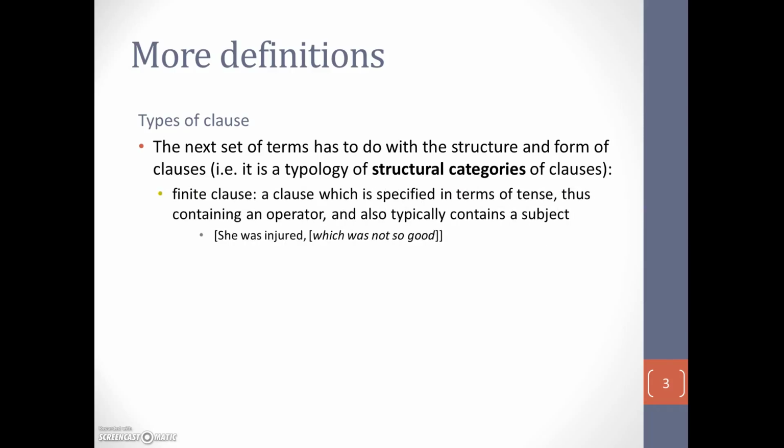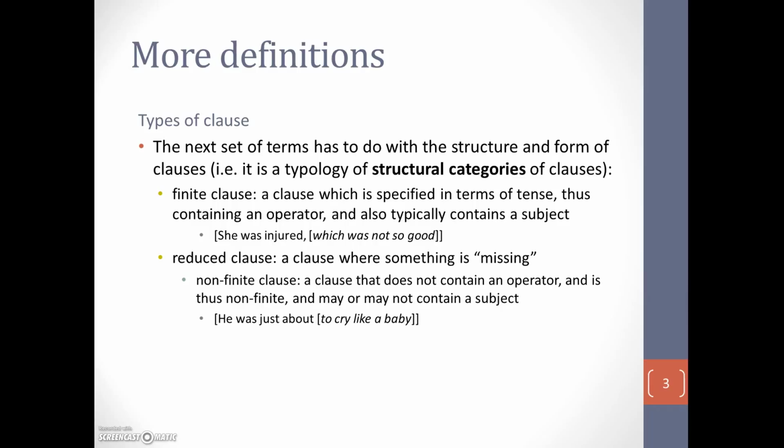So the first type is a finite clause. This is a clause where the verb reflects person, number, and tense. So we can say it's specified in terms of tense. So this operator, which is also the verb, is present, and usually we'll also find a subject there. So here in the example we have this clause there, which was not so good, and we can see that that's finite because we have was. This one here as well, actually, that's also a finite clause because we can see that this verb is inflected for person, number, and tense.